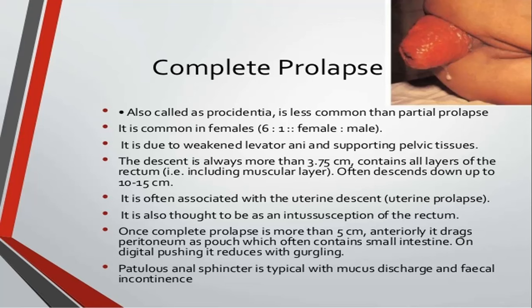It is often associated with uterine descent, uterine prolapse. If we are talking about weakness of the levator muscles, it can cause other structures lying in the pelvic region to descend. So uterine prolapse is also common with rectal prolapse. It is also thought to be an intussusception of the rectum, because the rectum has three regions: upper, middle, and lower. So the upper and middle region can be intussuscepted with the lower margin, or the upper rectum can go into the middle rectum.